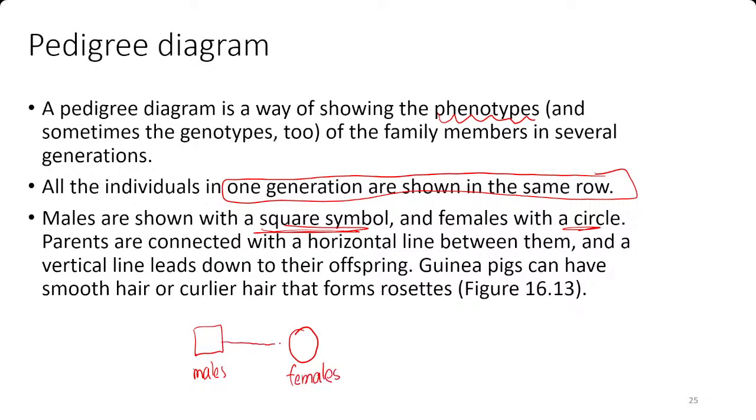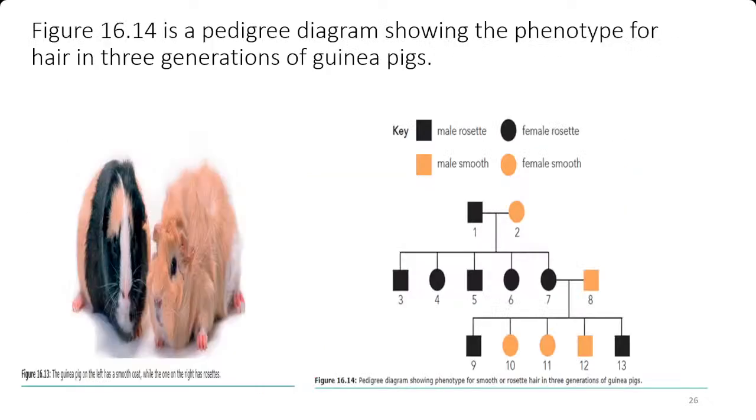And if they are parents, then they are connected using a horizontal line, and their offspring are connected using a vertical line going down, right? So this is an example, male, female, offspring, their parents, then the same continues. If this breeds like this, then their offspring will continue like this, right?